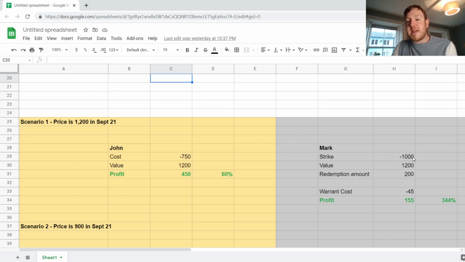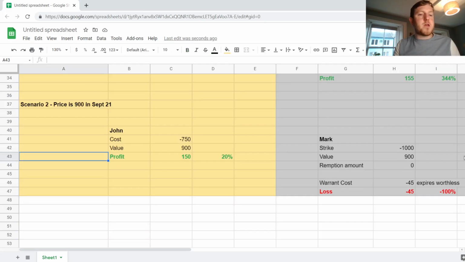So the strike price, as we were saying above, was 1,000, and now the value of the stock has gone to 2,000. So he has a redemption amount, which is the difference between the value and the strike, is 200, but he also had to pay out his warrant cost, which was $45. So overall, he is making a profit of $155. And this $155 is made off an initial investment of $45. So he is making a return of 344%. So this is the leverage really at work here. So you're really investing a small amount of money in to get exposure to making larger profits.